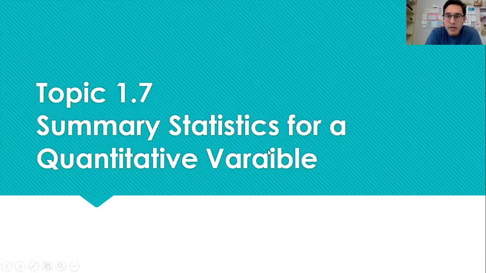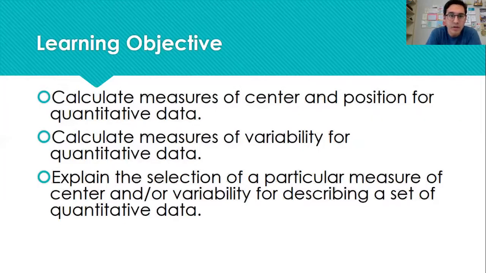All right, hello. This video is going to focus on topic 1.7, summary statistics for a quantitative variable. There's three learning objectives. However, we're only going to focus on the first one here, which is to calculate measures of center and position for quantitative data.